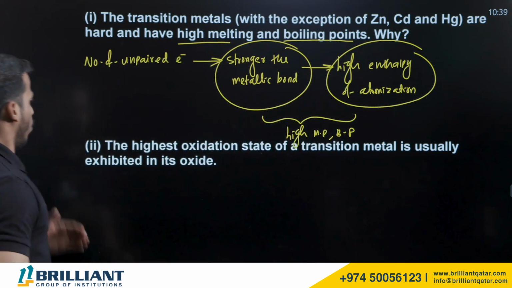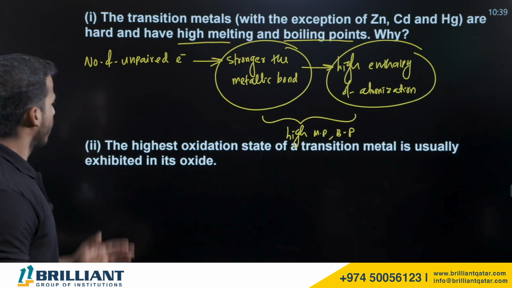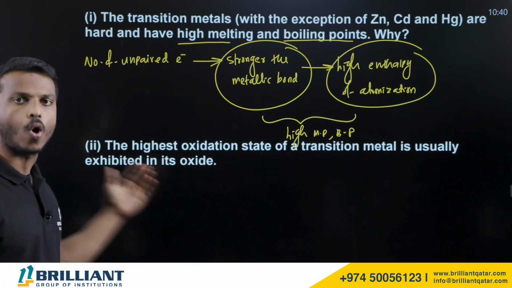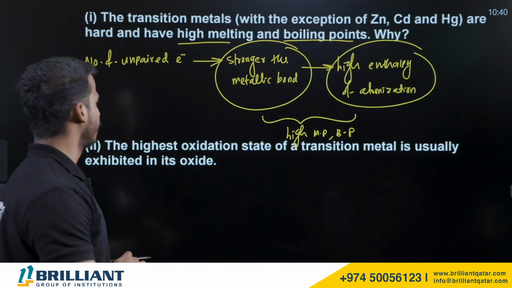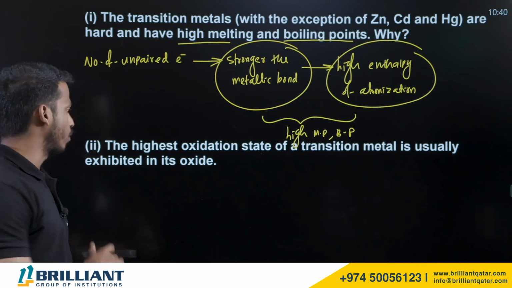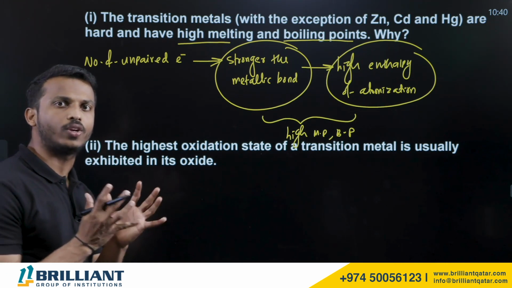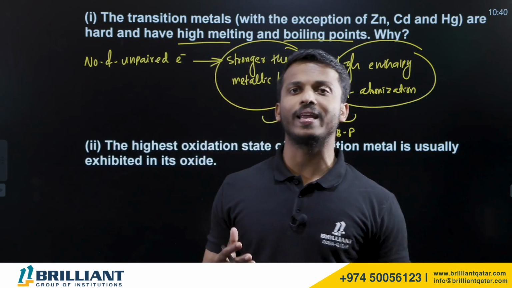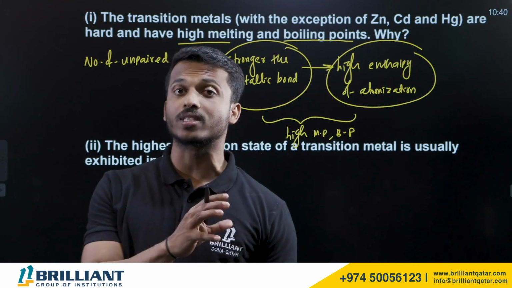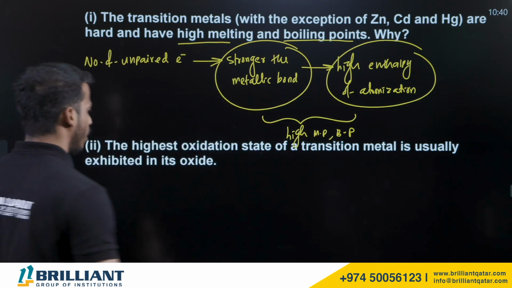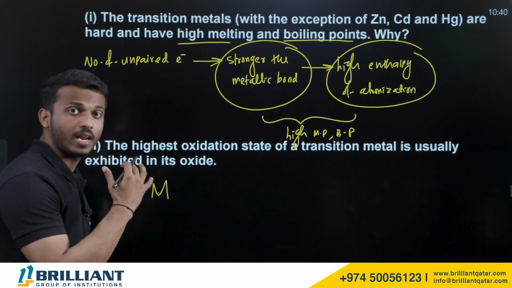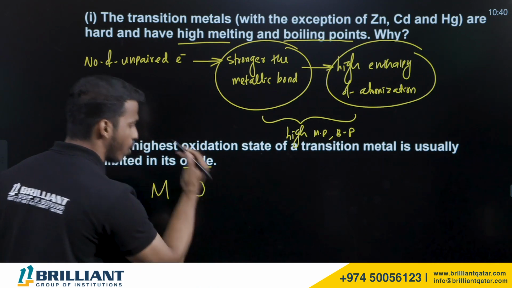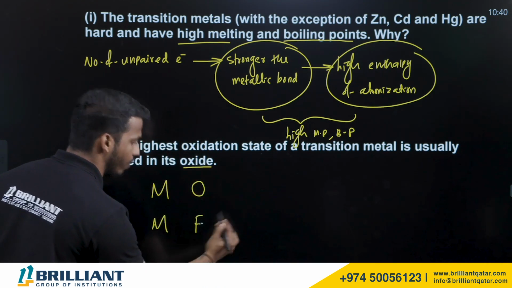Easy. One last question in part 1. The highest oxidation state of a transition metal is usually exhibited in its oxides and fluorides. That's also one of the questions. Why do transition elements show variable oxidation states, and why is their higher oxidation state only stable with their oxides and fluorides? Metals are electropositive species. They are ready to lose electrons. On the other side you have oxide, meaning oxygen will be there. If it is fluoride, fluorine will be there.